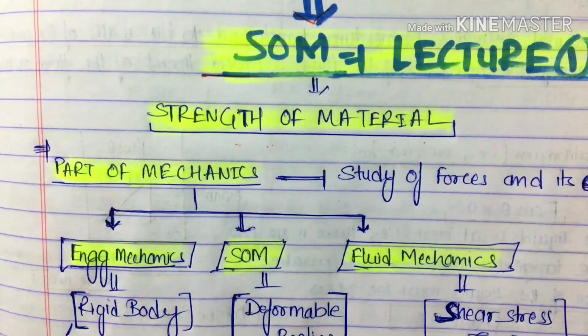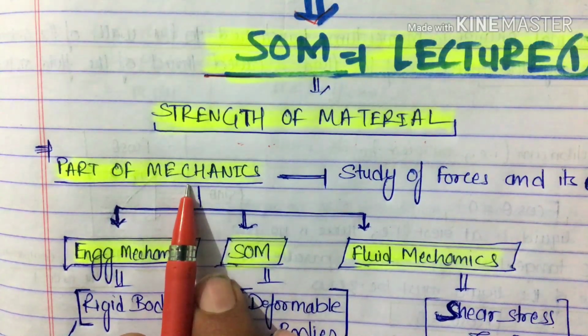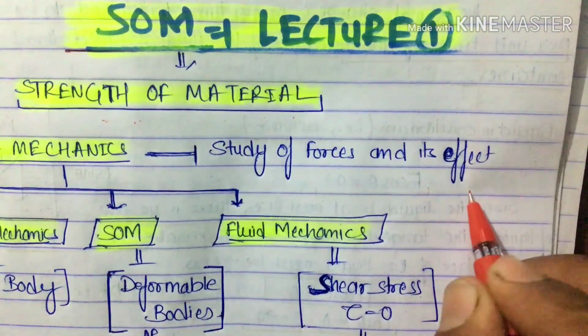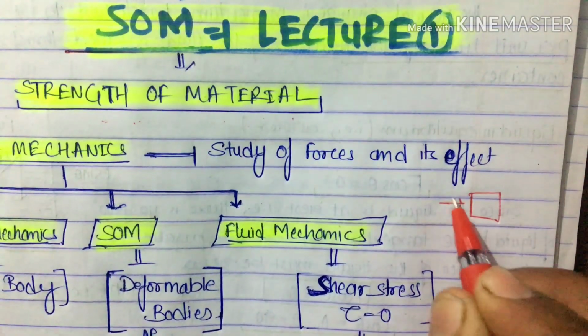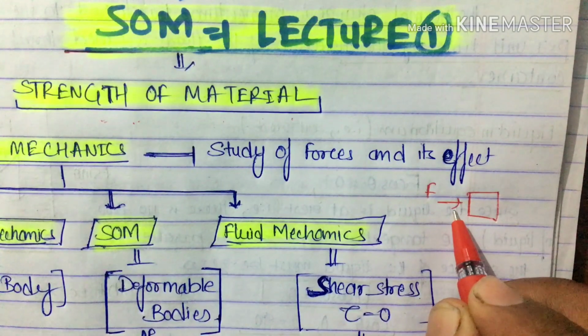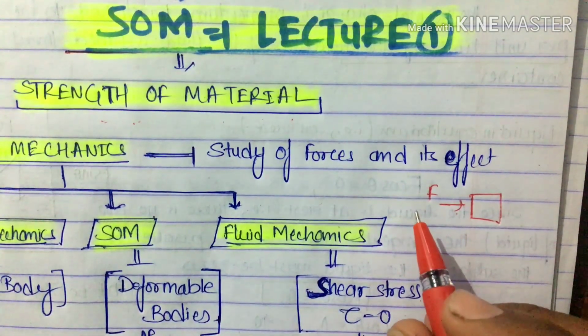Okay, and where did strength of material come from? It is basically a part of mechanics. And what is mechanics? Mechanics is that branch of science in which we deal with the study of forces and their effect. Suppose there is a body, this is a body and a force is acting on this body. So what are the effects due to this force that we study in mechanics? So SOM is also a part of mechanics.